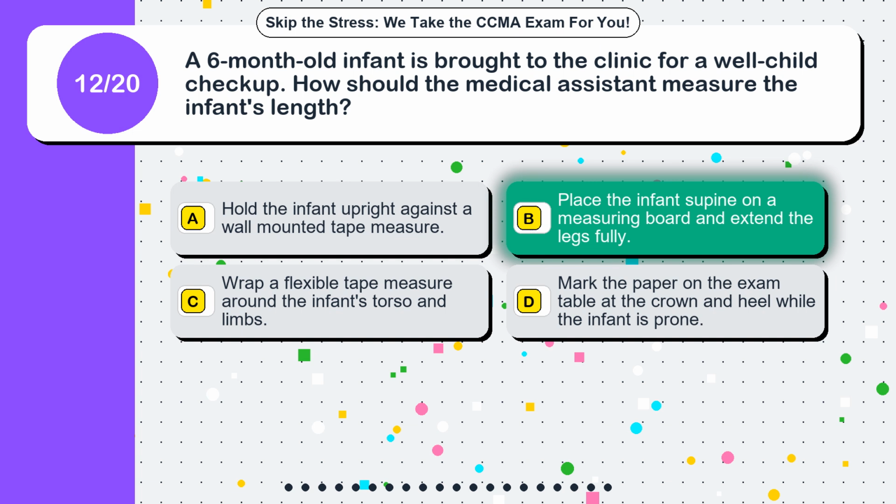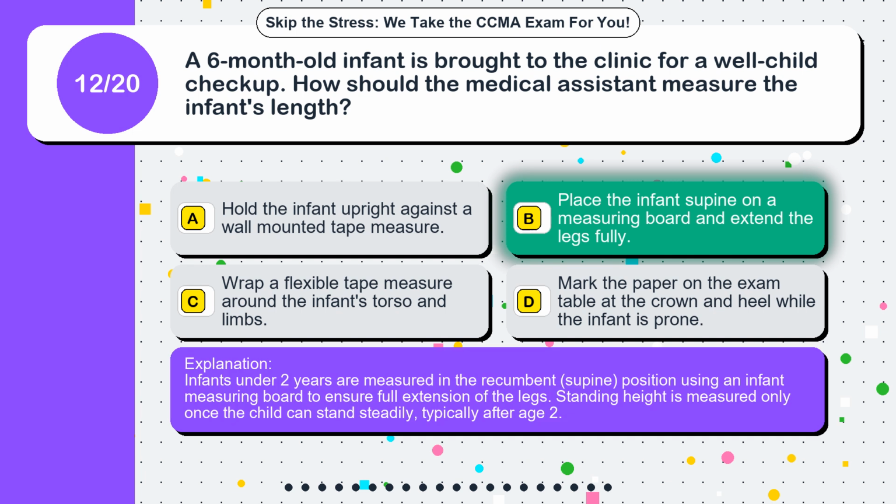Place the infant supine on a measuring board and extend the legs fully. Infants under 2 years are measured in the recumbent, supine position using an infant measuring board to ensure full extension of the legs. Standing height is measured only once the child can stand steadily, typically after age 2.